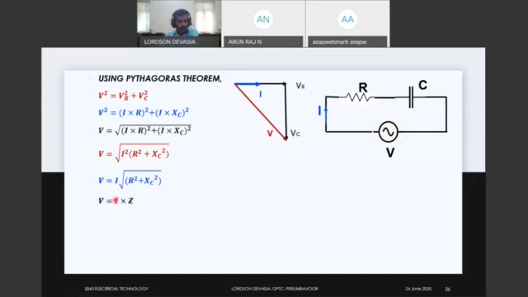So there's a new term, that's I into Z, where Z is equal to root of R square plus XC the whole square, where R is the resistance and XC is the capacitive reactance. So the unit of resistance is ohm, unit of capacitive reactance is also ohm, so the unit of impedance is ohm.